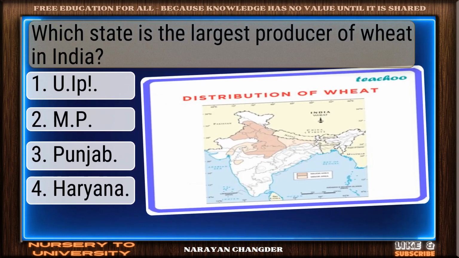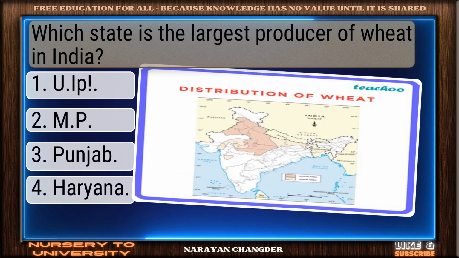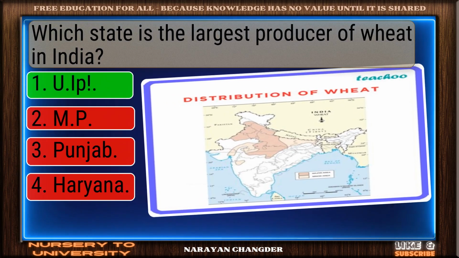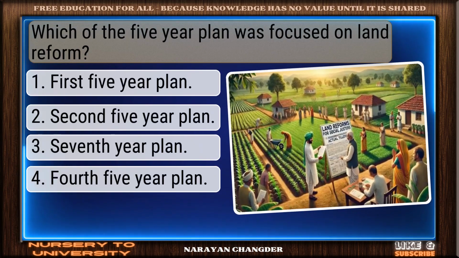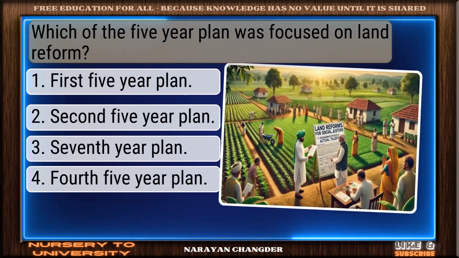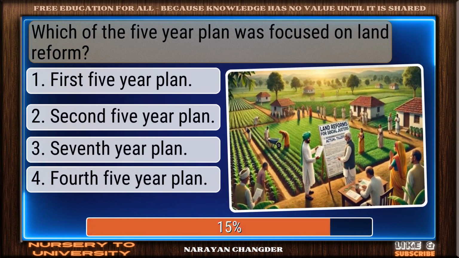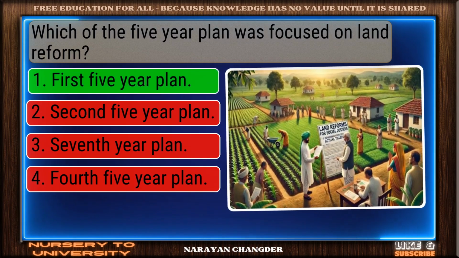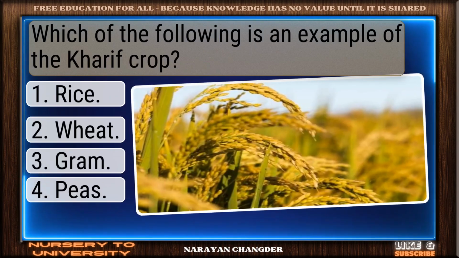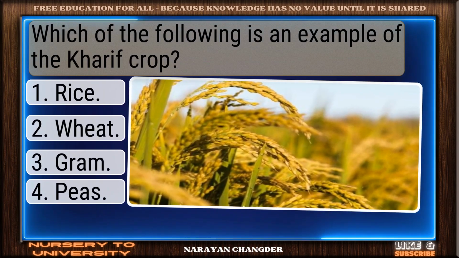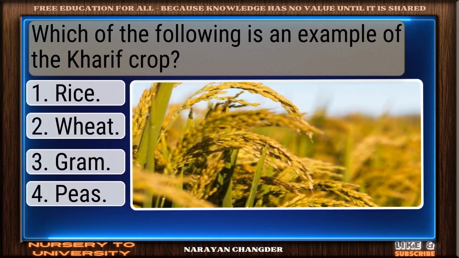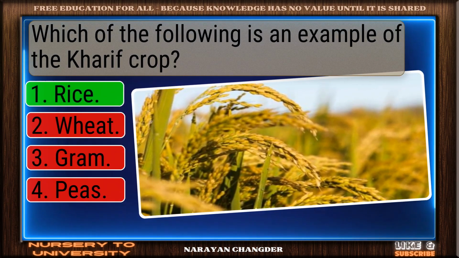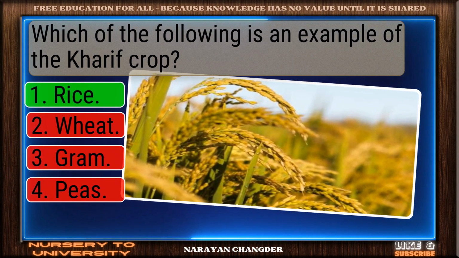Which state is the largest producer of wheat in India? Well reasoned. UP is correct. Which of the 5-year plans was focused on land reform? Nicely done. First 5-year plan is solid. Which of the following is an example of the Kharif crop? You're right. Rice is correct.